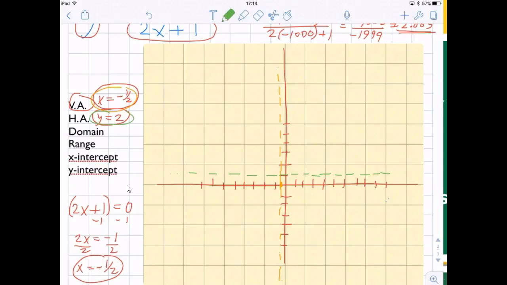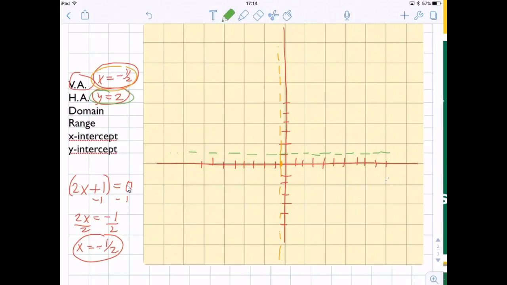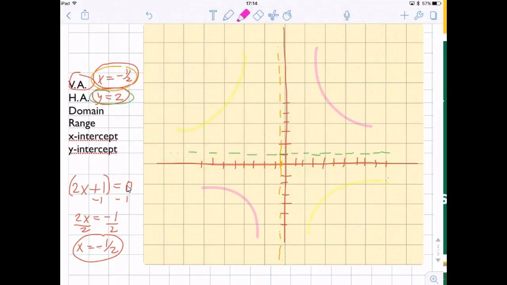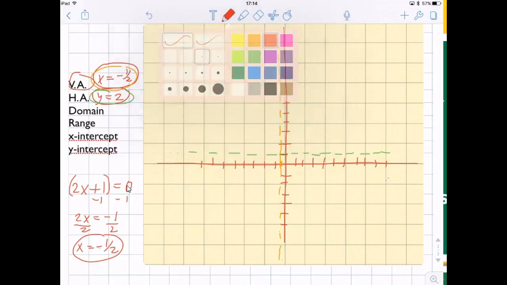Okay? So now I've drawn both of the asymptotes. And now I can kind of imagine that I know what the hyperbola is going to look like. The hyperbola is either going to look like this, or it's going to look like this. We already know that from doing so many problems, right? But we won't draw it yet. We're going to use other clues to help us.